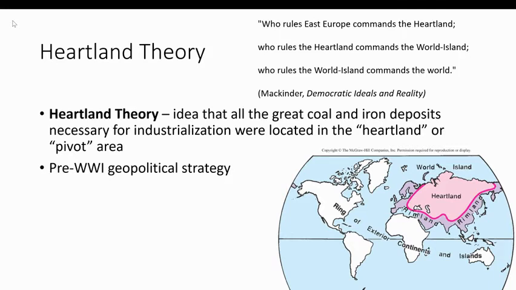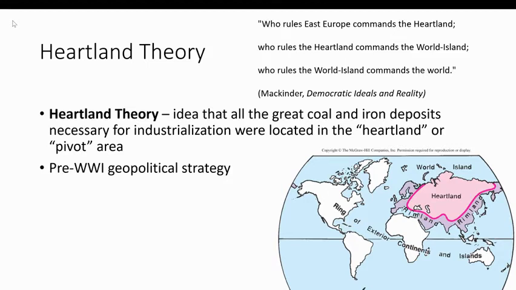You're going to write down this definition, and then I'll give you the examples. The heartland theory is the idea that all the great coal and iron deposits necessary for industrialization were located in the heartland, or what is called by Mackinder the pivot area. You can just know it as the heartland. You don't need to know it as the pivot area. From a timeline perspective, you need to know that this was before 1914.